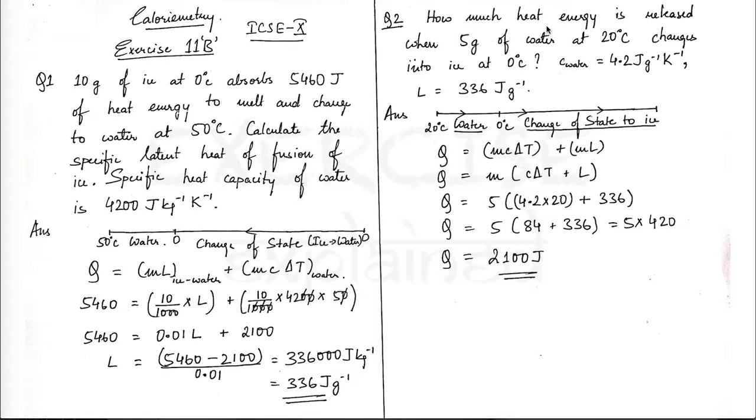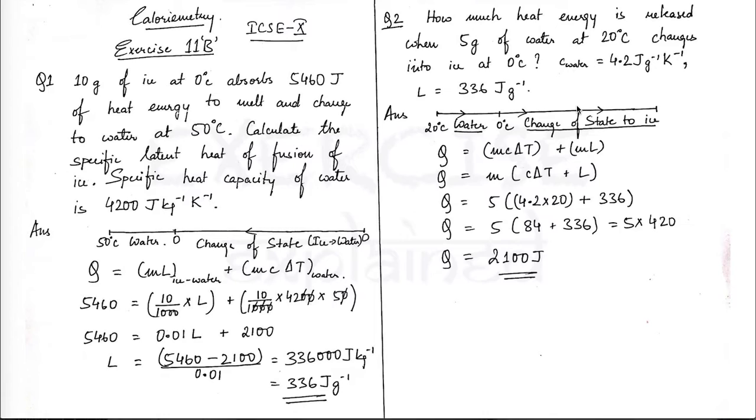So we need to understand one thing here. 5 gram of water was at 20 degrees, changes to ice at 0 degrees. So what is happening? The water is being cooled from 20 degrees to 0 degrees, and after that, when the water reaches 0 degrees, it gets converted to ice. So we have two things happening, that is change in temperature here and change of state here.